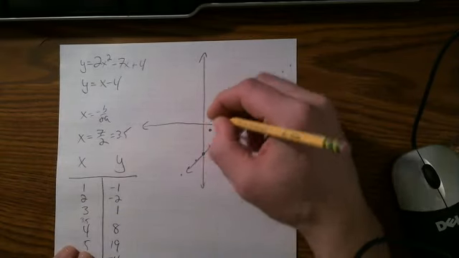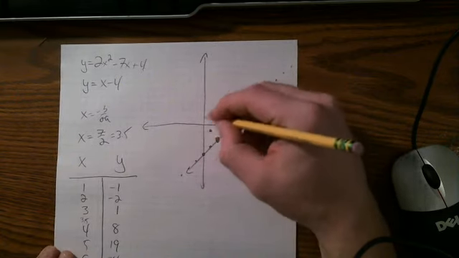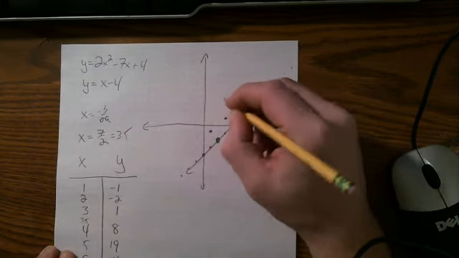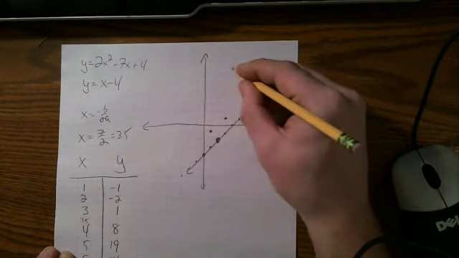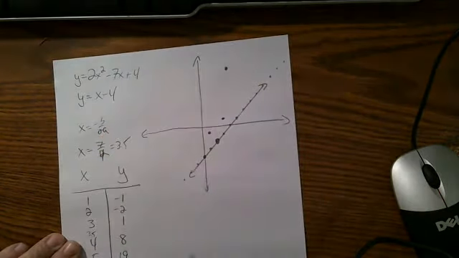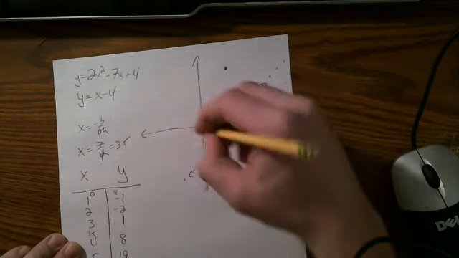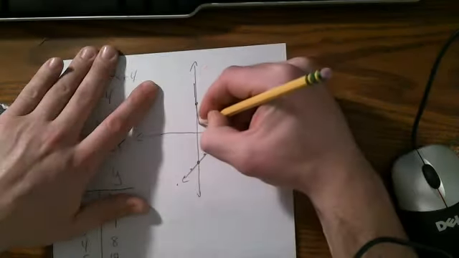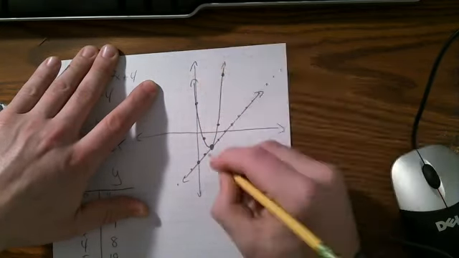1, -1, 2, -2, common solution. 3, 1, 4, 8, 1, 2, 3, 4, 5, 6, 7, 8. Oh, this was 7 over 4. That's why we messed up there. The axis of symmetry is wrong, so we should have gone the other way. When x is 0, y is 4. So 0, 1, 2, 3, 4. So that's enough. Here's our quadratic, which only touches the linear once.